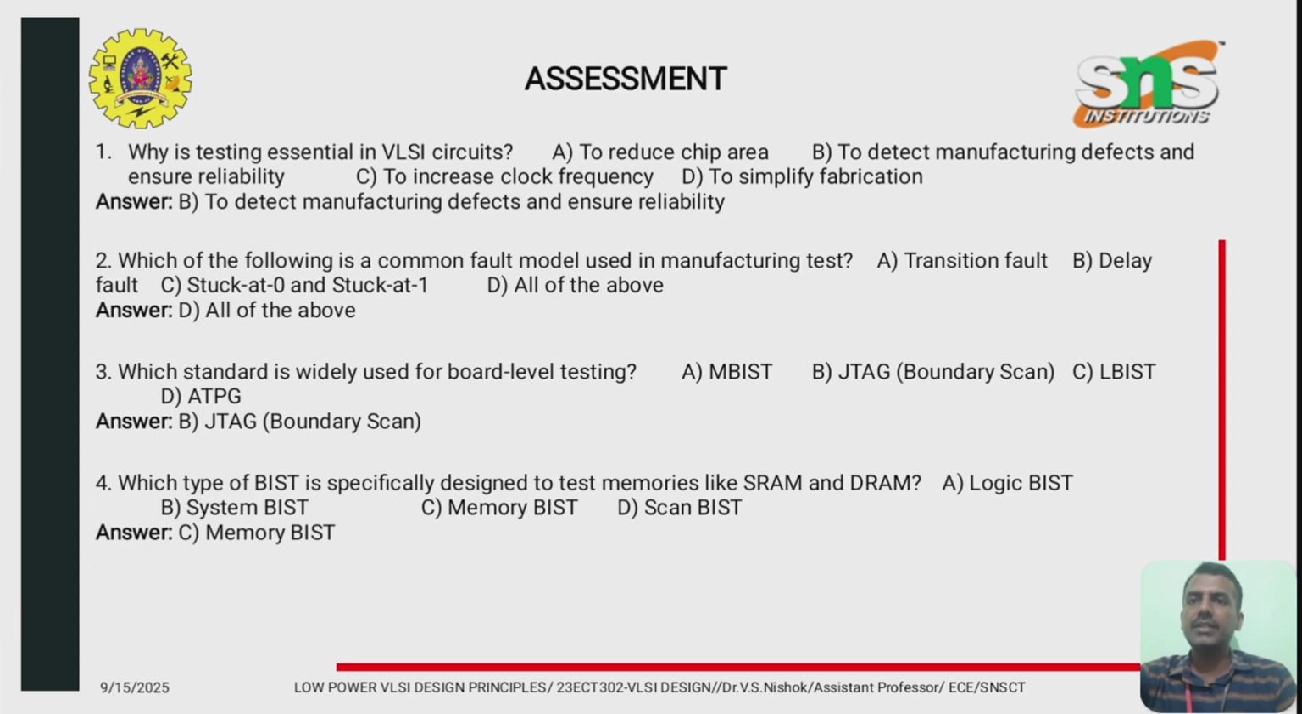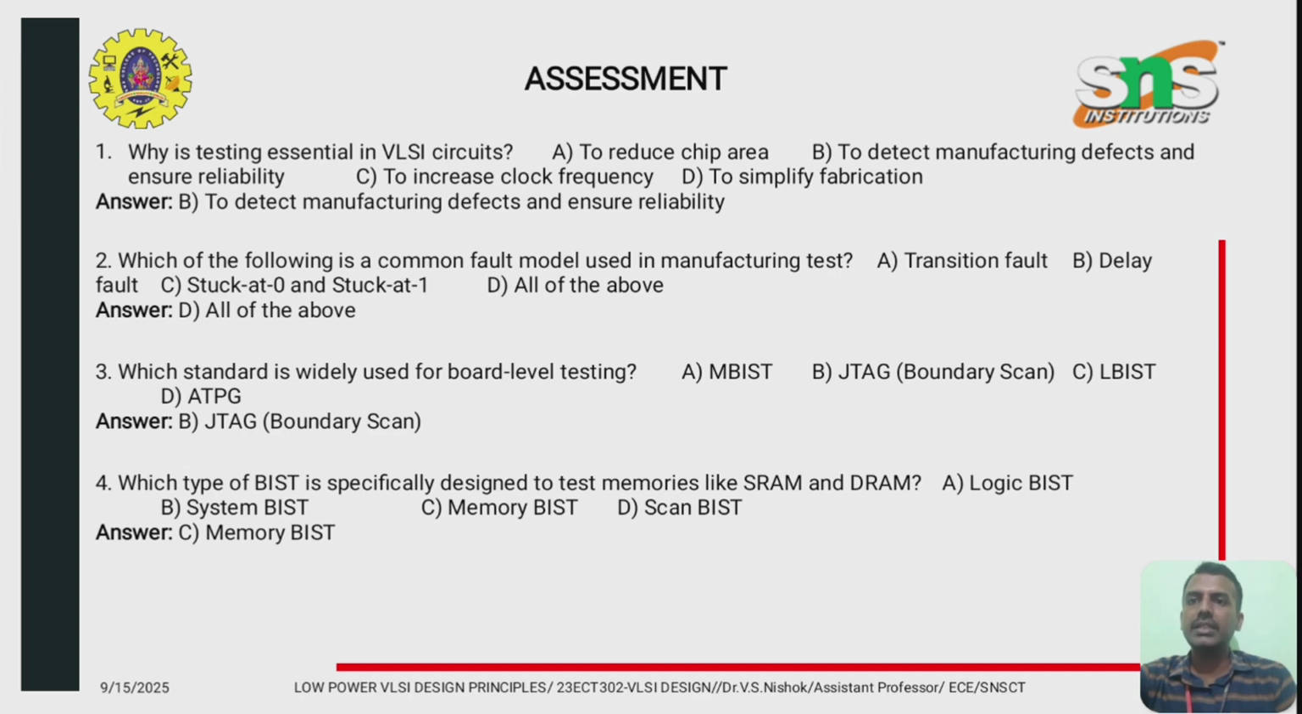So in this video we have seen what the need for testing is and what types of testing we have, and we came to the assessment part here. Why is testing essential in VLSI circuits? To detect manufacturing defects and ensure reliability. Which of the following is a common fault model used in manufacturing test? All of the above.